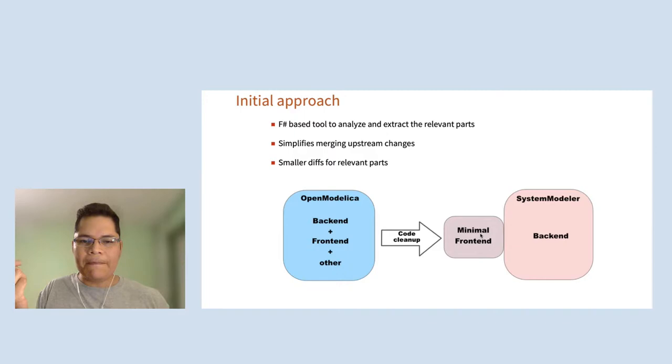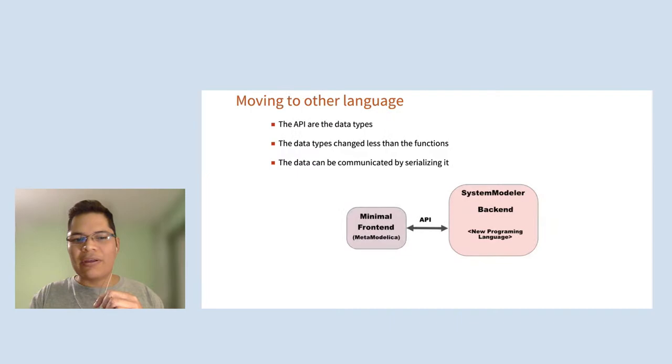But at this point we started thinking: we have this minimal frontend, and we are basically just plugging in our backend. So our backend could be written in any other language. We don't have to use MetaModelica. And this is the point when we started considering something like this. We have the minimal frontend still written in MetaModelica, maintained by OpenModelica. Then we define an API, and we create our backend in any programming language that we want. And in order to have this stable API, we could basically use only the data types. So we would be dropping all the functions that we rely on from here. So if they make changes to any function, those changes are not propagated to our side.